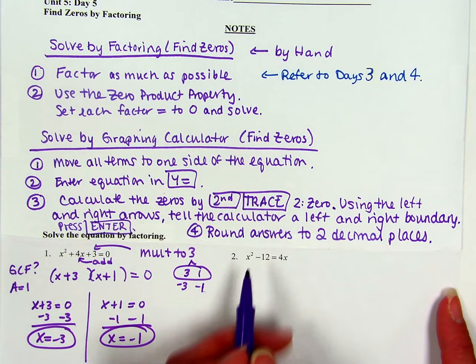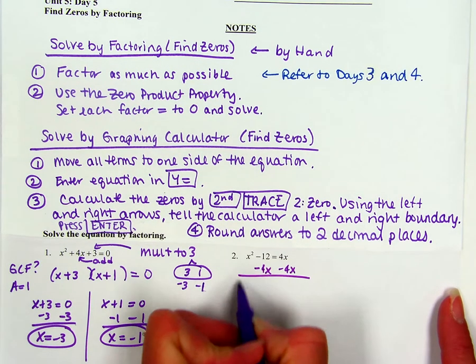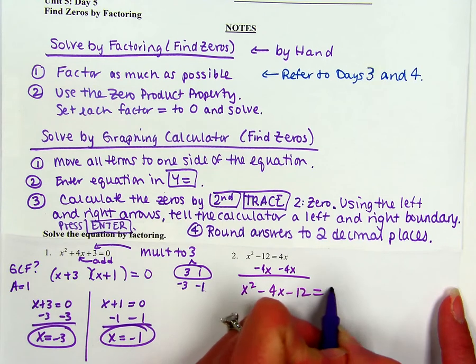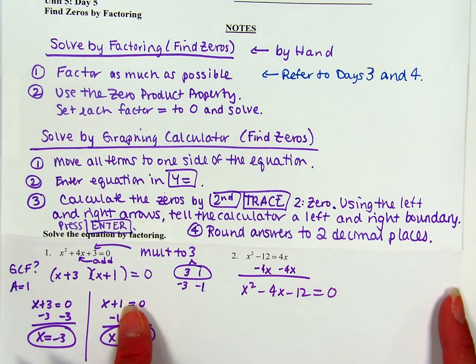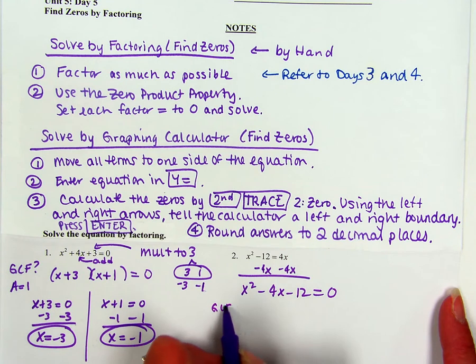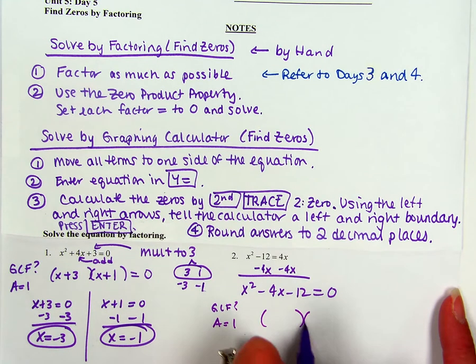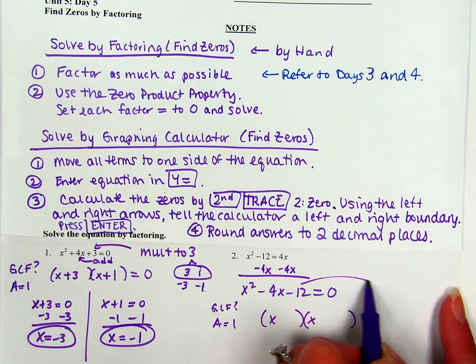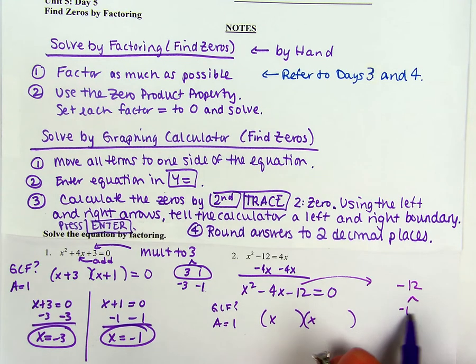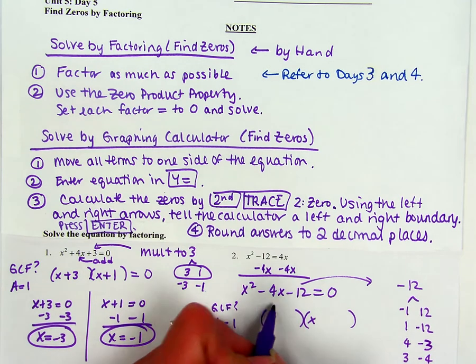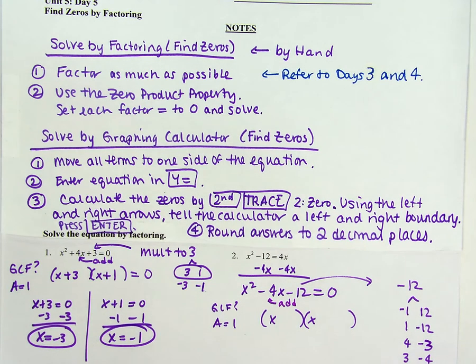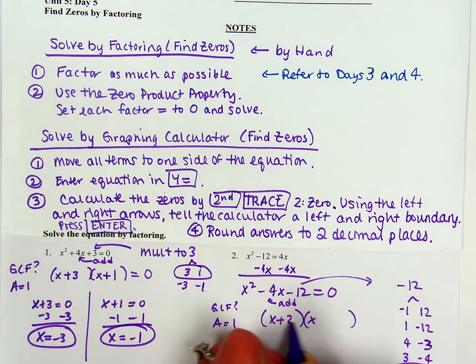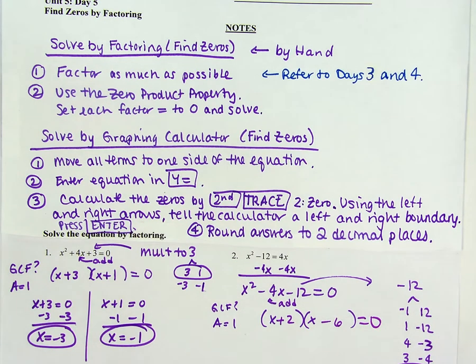For number 2, we need to first move the 4x to the other side. So you have x squared minus 4x minus 12 equals 0. Now you're left with a problem just like we did before. So no GCF, A is 1, so therefore I know it's going to be x and x, and I look at what multiplies to negative 12. All right, but it has to add to my middle term, so it has to add to negative 4. So if I look at what adds to negative 4, it's x plus 2, x minus 6. And this is equal to 0.